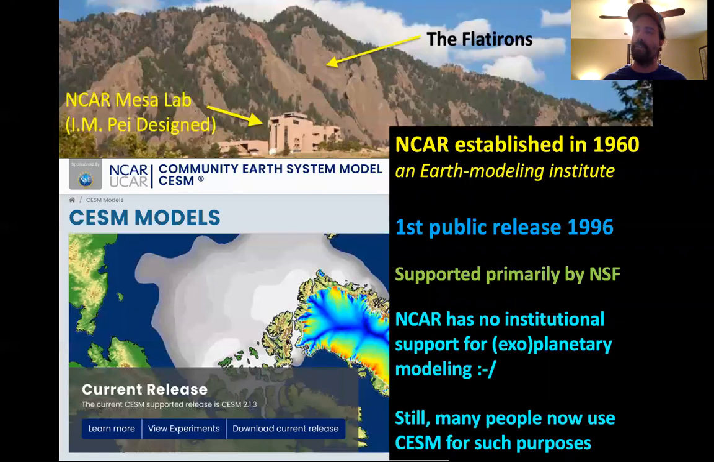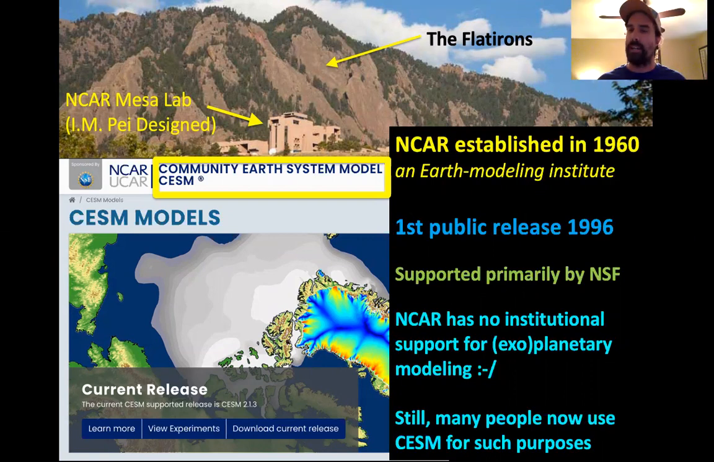So, the National Center for Atmospheric Research is located in beautiful Boulder, Colorado. Shown here is the Mesa Lab, an I. M. Pei designed building located high up on a hill above the town, just west of Boulder, right underneath the iconic Flatirons. So NCAR provides us with the Community Earth System Model, which is a climate system model which couples together components of the atmosphere, the land, ocean, ice, and whatnot to give us a full picture of the Earth's climate system.